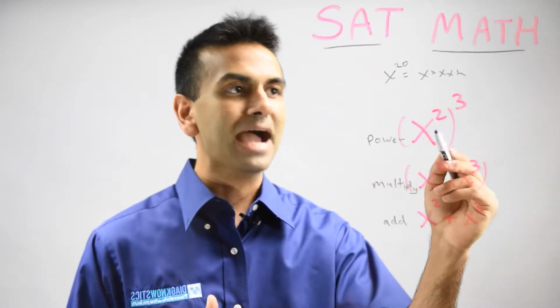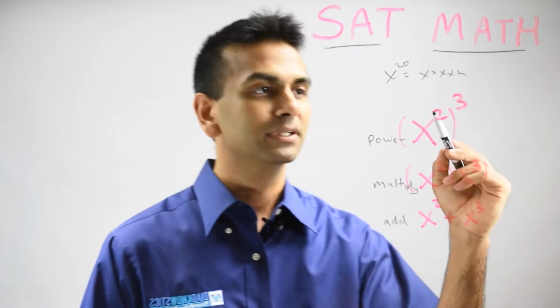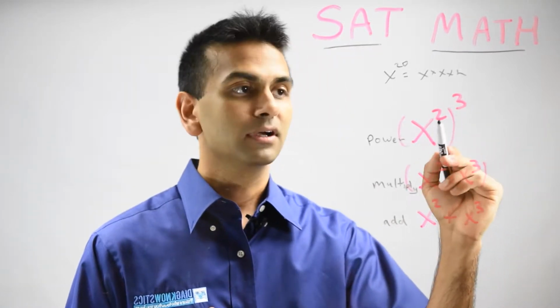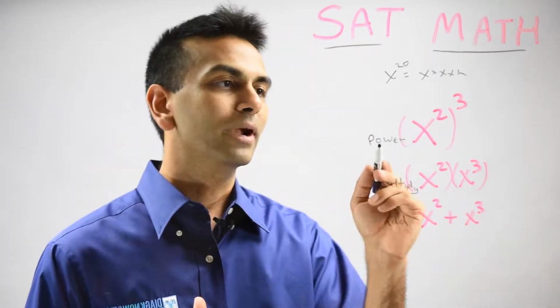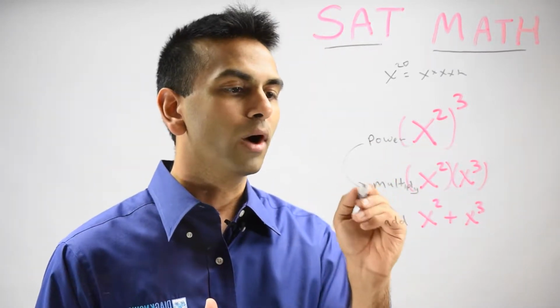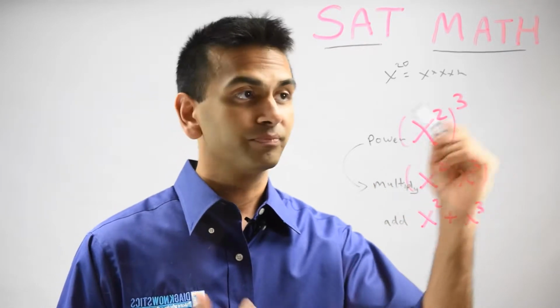Whenever you have a power like this, x squared cubed, you don't actually do 2 cubed. What you rather do, here's the rule, the hierarchy: whatever is going on, go one below. That's what you do to the exponent.